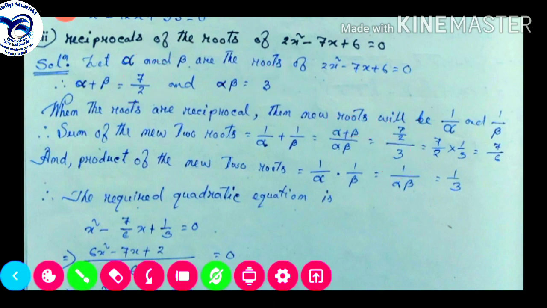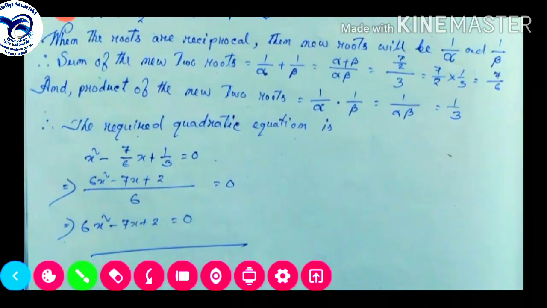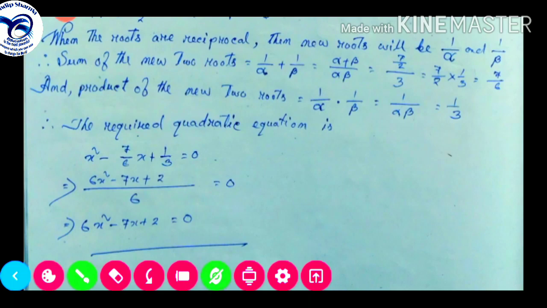And the product of the two roots is 1 by alpha into 1 by beta. So it will be 1 by alpha into beta. The alpha into beta value we know is 3, so it will be 1 by 3. Now the required quadratic equation will be x square minus the sum of the two roots. The sum we got is 7 divided by 6, into x, plus the product of the two roots, which is 1 by 3. So plus 1 by 3 is equal to 0. Now in these three terms we take the LCM, which will be 6. Then if we do cross multiplication, it will be 6x square minus 7x plus 2 is equal to 0. This one is the required quadratic equation.